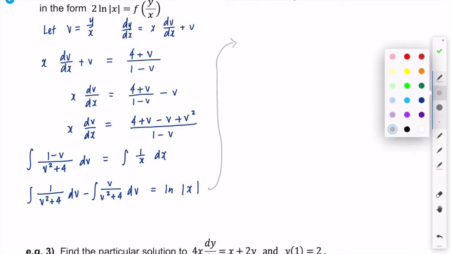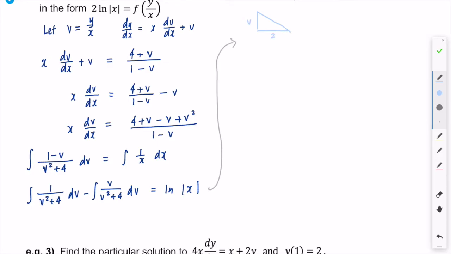Okay. If you want to show your rough work for the first integral, remember that we have 1 plus x, right? So this is v squared plus 4, square root. We're using this particular substitution here, okay? So here we have arctan of v over 2.